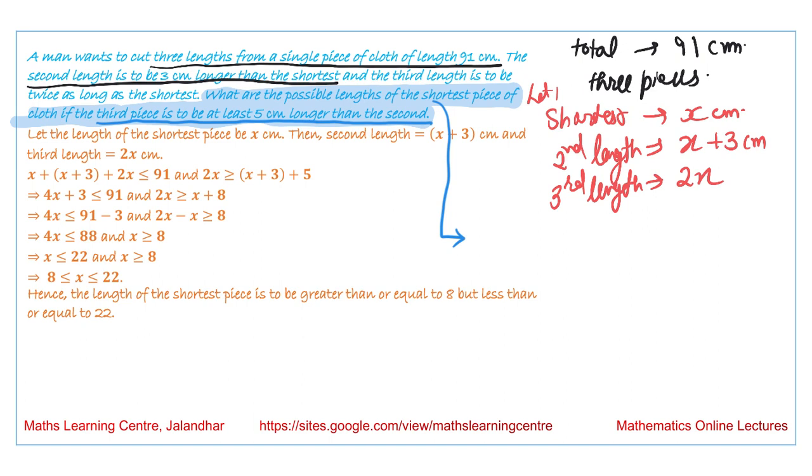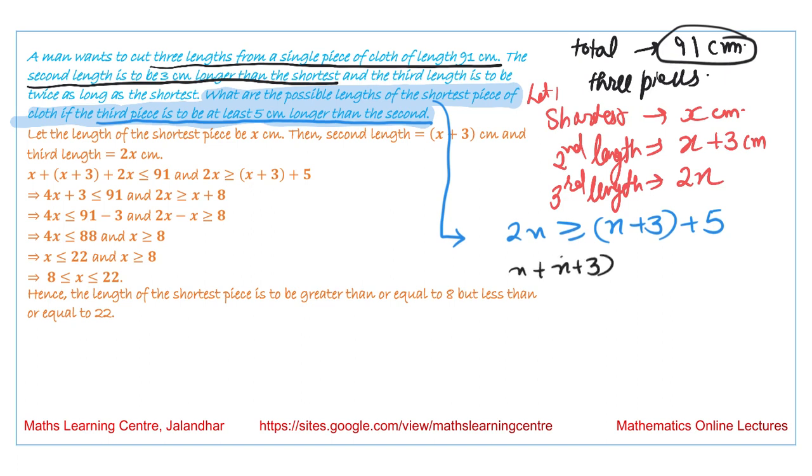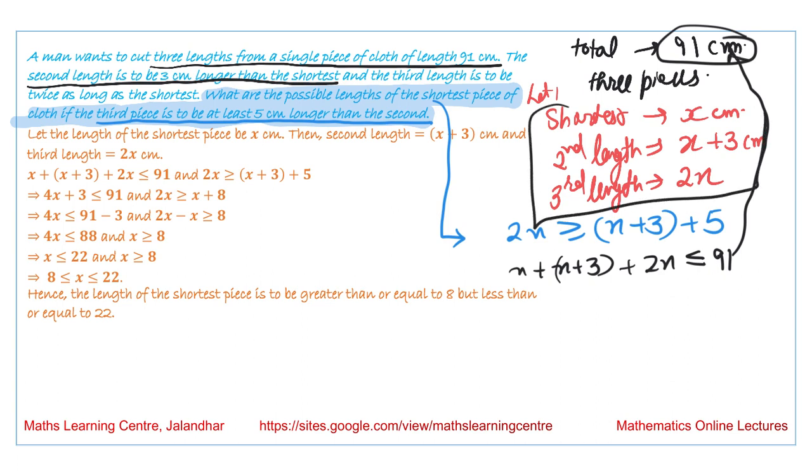So what is the length of the third piece? It is 2x, and it should be at least 5 centimeter longer than the second. And the maximum length that we can have is 91 centimeter. So maximum length means we are talking about x plus 3 plus 2x. It is always less than or equal to 91 centimeter. The total sum of these lengths should be 91, and this condition should hold.